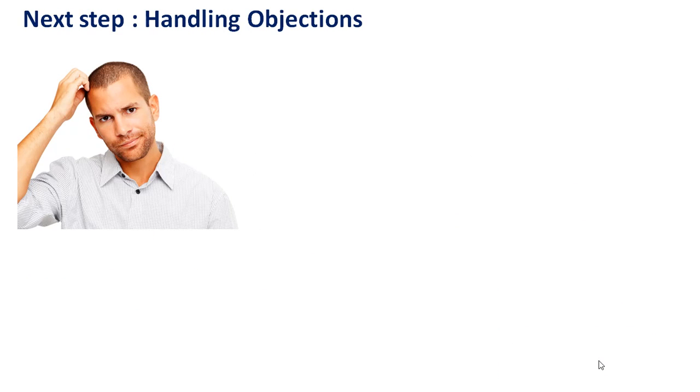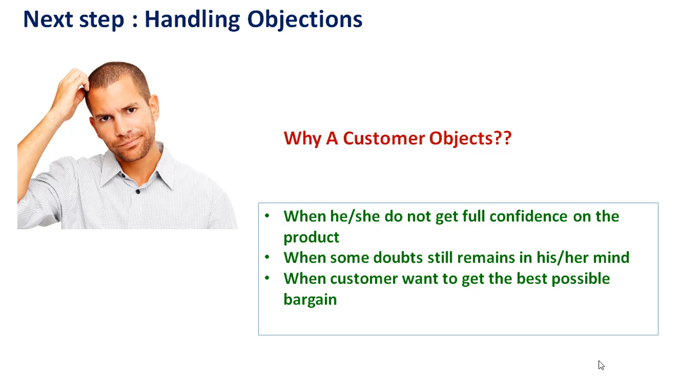Well, after presenting, the next step always comes: the customer will put some objection to the sales professional. So why, in 80% of cases, does the customer put some objection before making the final purchase decision? Because sometimes customers do not get full confidence in the product. Some doubts sometimes still remain in the customer's mind, and customers sometimes want to get the best possible bargain as well, so they find some objections and put them forward. The sales professional needs to be very competent to handle it very smartly and very successfully.